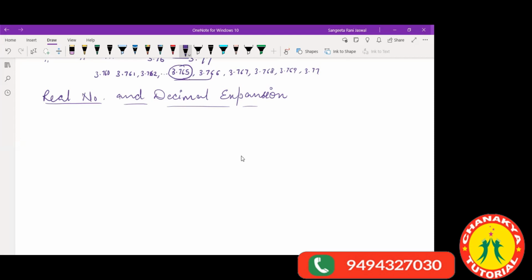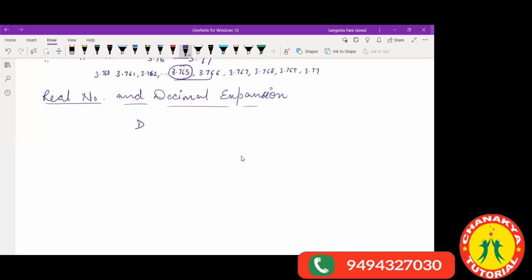When we find its decimal expansion, then it becomes easier because we know that a terminating decimal is rational. Non-terminating repeating is a rational number. The only irrational number is non-terminating and non-repeating.